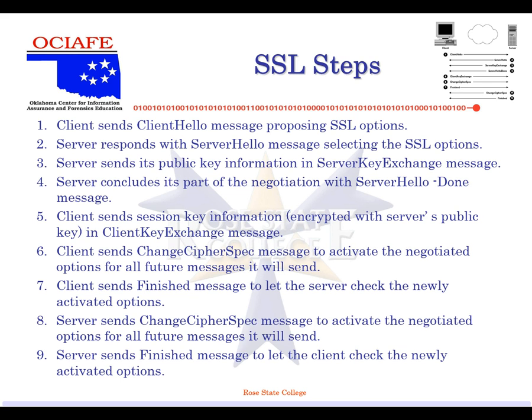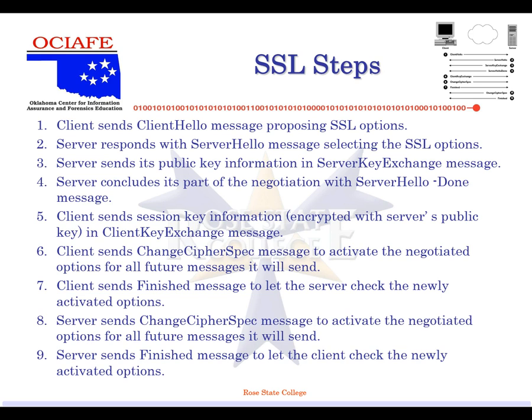And here it is in English again. The client sends a hello message proposing the options. The server responds selecting the options. So the client says, hey, I'm good with this, this, and this. The server's like, okay, on number 2 there, I'll take such and such. Number 3, the server sends its public key information. So now that's how I'm going to be able to verify the bank. Number 4, the server concludes its part with a hello saying, I'm done now. Number 5, the client sends its key information. Now the key is encrypted with the server's certificate, which we received on step 3.